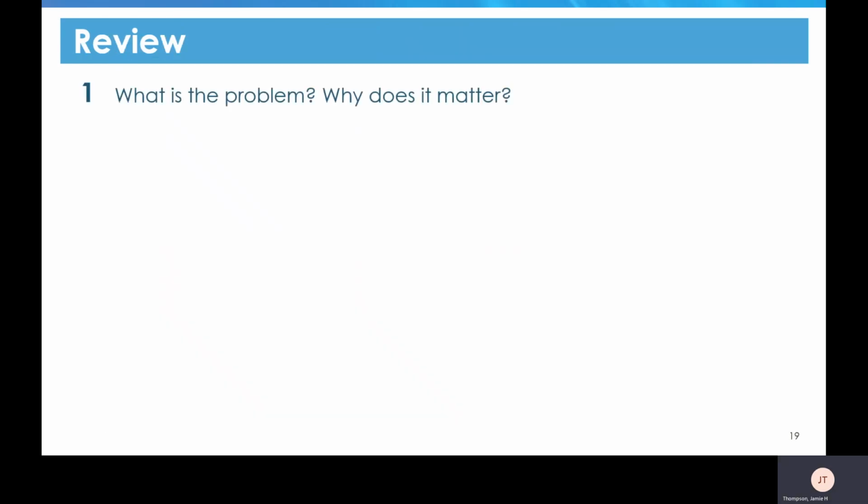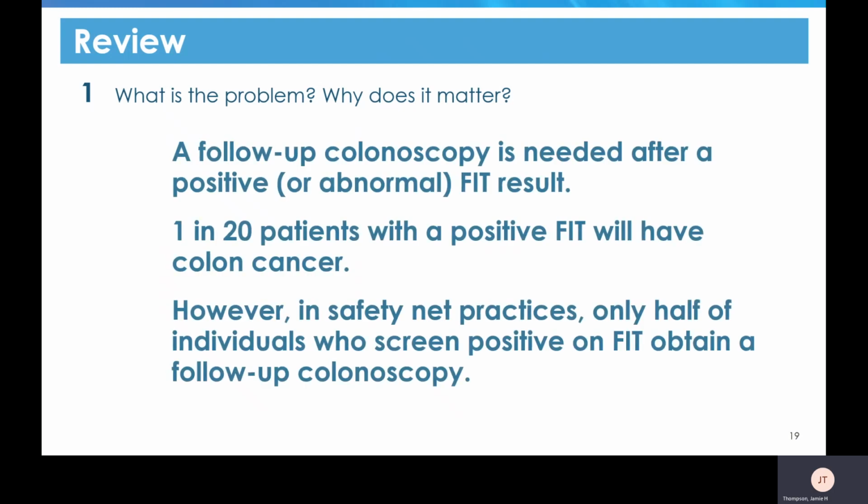To review, what is the problem and why does it matter? A follow-up colonoscopy is needed after a positive or abnormal FIT result. 1 in 20 patients with a positive FIT will have colon cancer. However, in safety net practices, only half of individuals who screen positive on FIT obtain the follow-up colonoscopy.